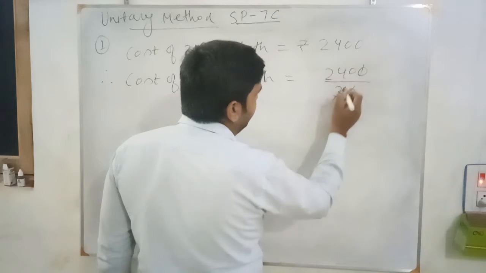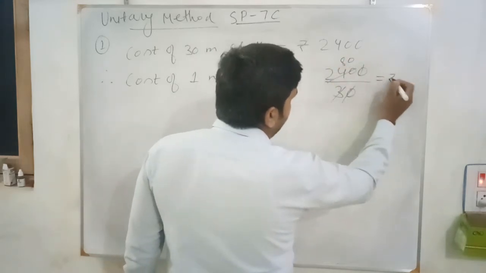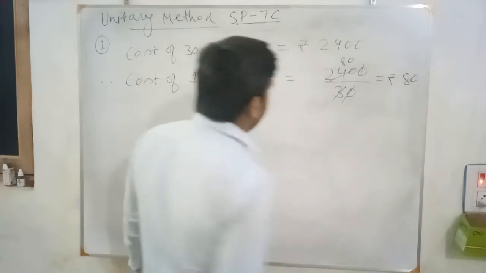Zero zero cancel, 3 8s are 24, zero zero zero means 80. So the cost of 1 meter of cloth we got is rupees 80.